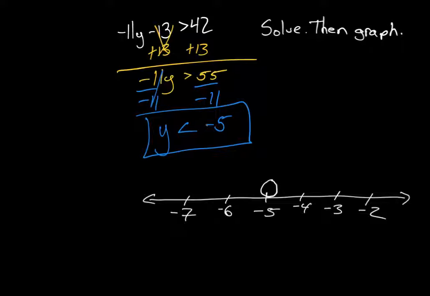Okay? What we're going to do now is figure out which way to graph it, to have our arrow go. And it says y is all the numbers lower than negative 5. And so that means that they are going to be going to the left, just like that. And now I've solved, and I've graphed, and now I'm done.